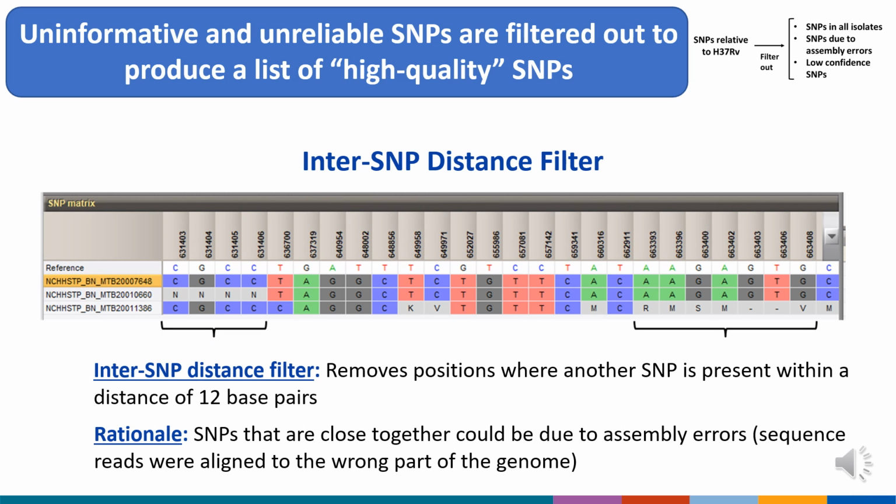And finally, the last filter is for inner SNP distance. This removes positions where another SNP is present within a distance of 12 base pairs. These get removed because SNPs that are close together could be an indication of assembly errors, meaning the sequence reads were aligned to the wrong part of the genome.